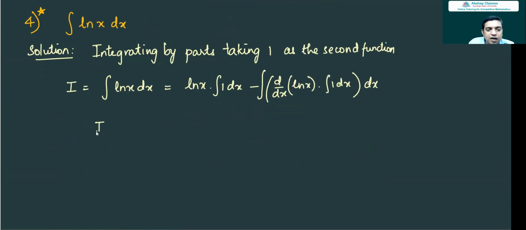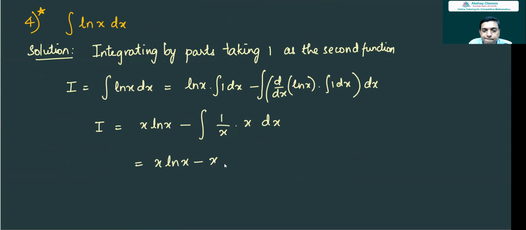Now, I is x times log x minus integral of 1 upon x times x dx. So 1 upon x times x is 1. So integral of 1 is x plus c. So integral of log x is x log x minus x. This I have given as one of the standard results, one of the results that we need to remember.